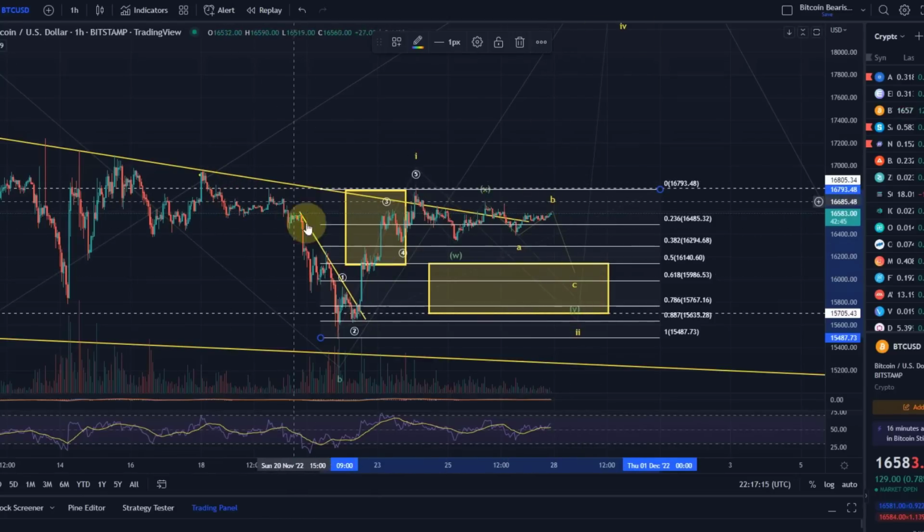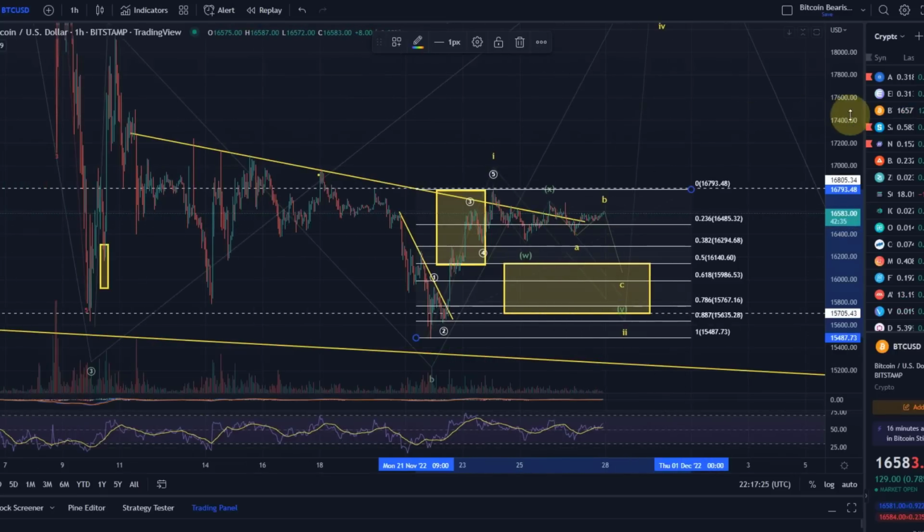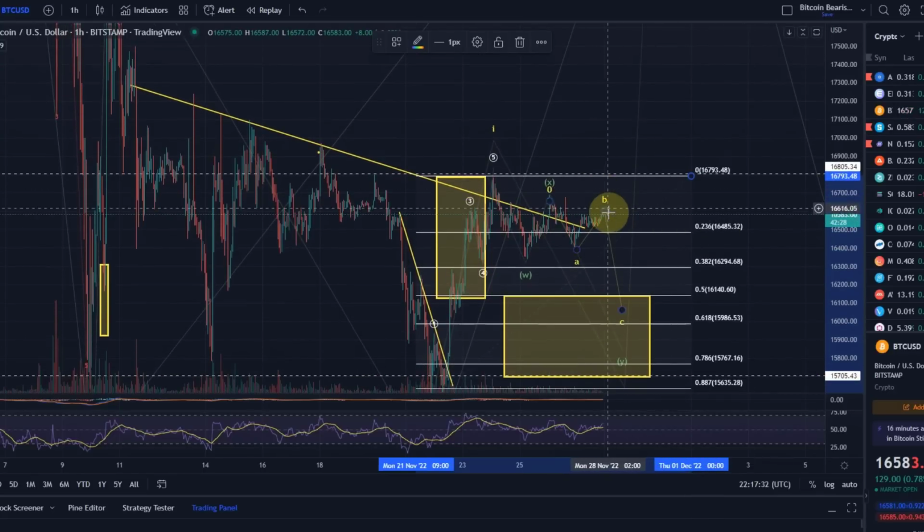But obviously we've got this inverse head and shoulders, which we could very well break straight away. And then it would be a very shallow wave 2, which is of course possible as well. But this is sort of where we are, which means we shouldn't be surprised if we see some short-term downside.